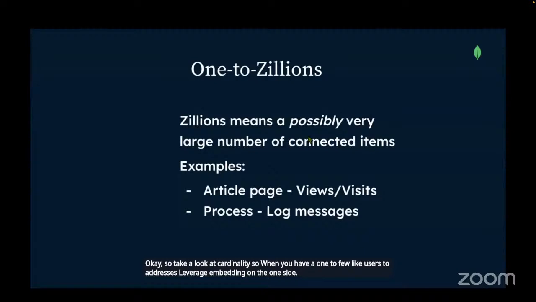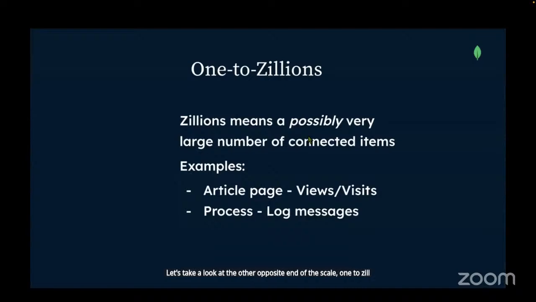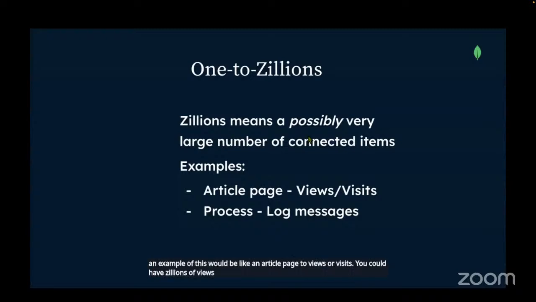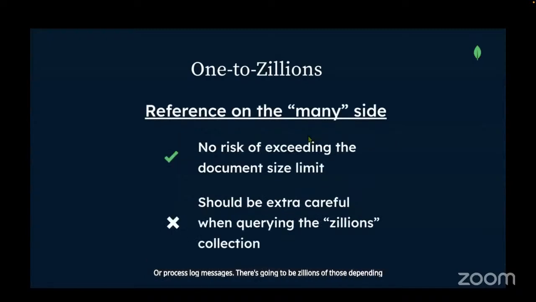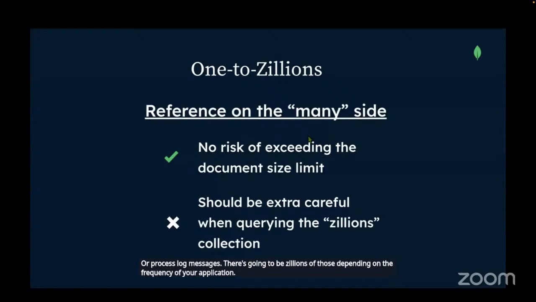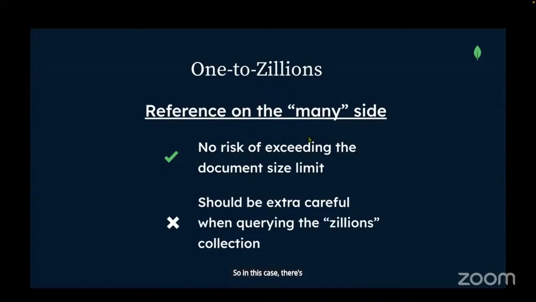Let's take a look at the opposite end of the scale, one to zillions. An example of this would be an article page to views or visits. You could have zillions of views on a particular article, right? Or process log messages. There's going to be zillions of those depending on the frequency of your application. So in this case, there's really no risk of exceeding the document size limit when you reference on the many side, okay? Because the document's going to be very small, but there's going to be very many of them.